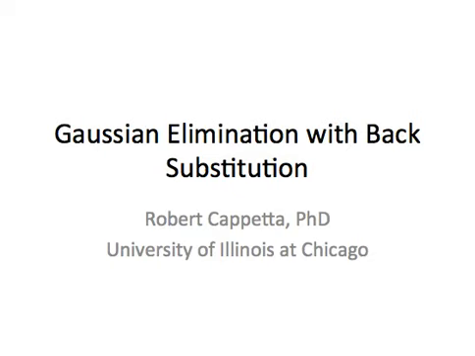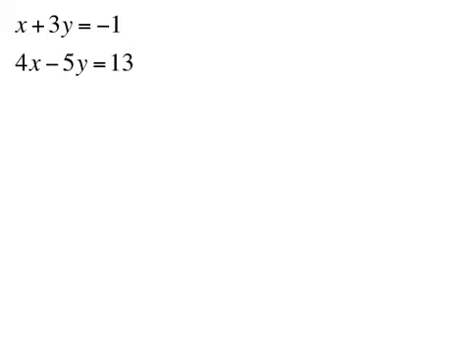This is Bob Capetta from the University of Illinois at Chicago, and this lesson is on Gaussian elimination with back substitution for 2x2 matrices. We have a system of equations, two equations and two unknowns, and our goal is going to be to solve for x and y.